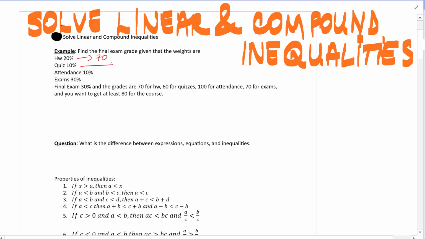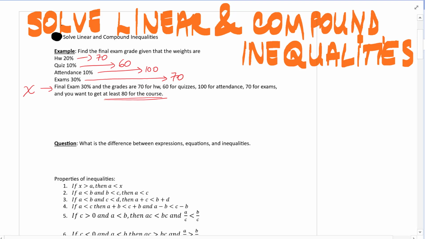For quizzes, you got 60. For attendance, you got 100%. For exams, you had a few exams, and if you add all of them up and divide by how many, you have an average of 70. And the question is, what should you get for the final exam to get at least 80 for the course? So how do we do that?